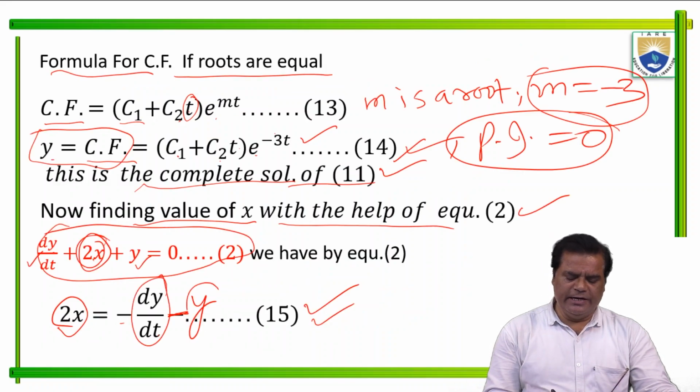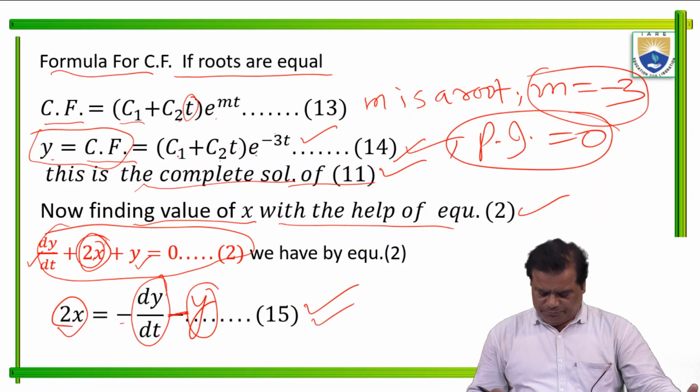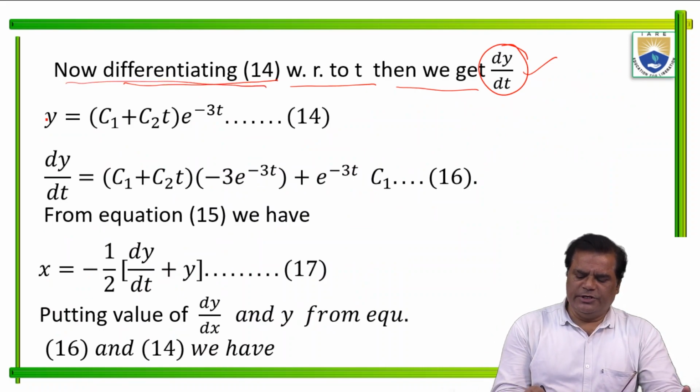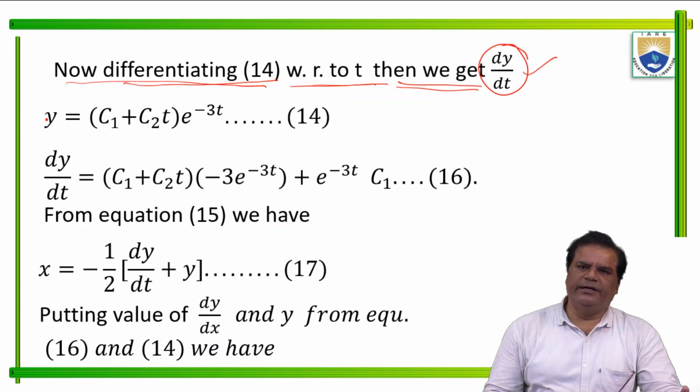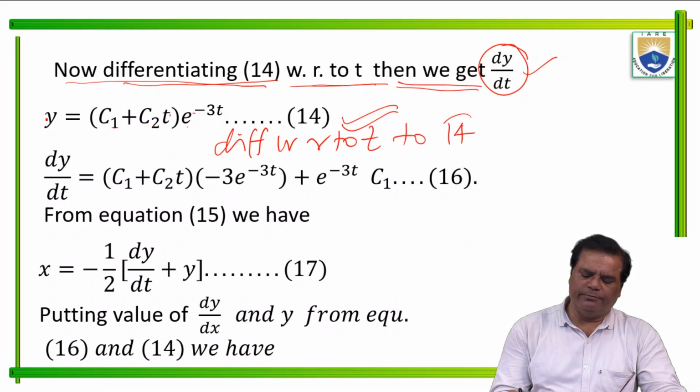Equation 15 has dy/dt and y. y is given in equation 14, and after differentiating equation 14 we get dy/dt. So differentiating equation 14 with respect to t, we get dy/dt. What is y? y equals (c1 plus c2t) e to the power minus 3t. This is equation 14.